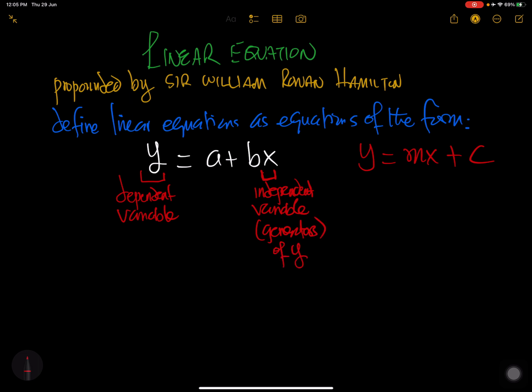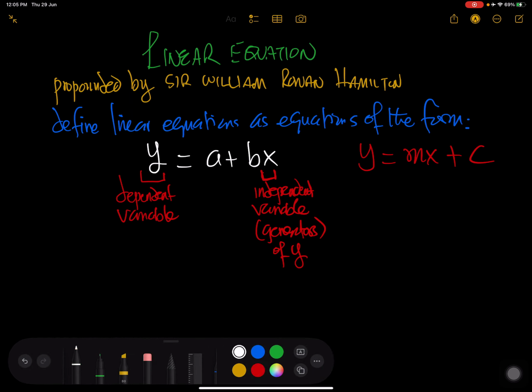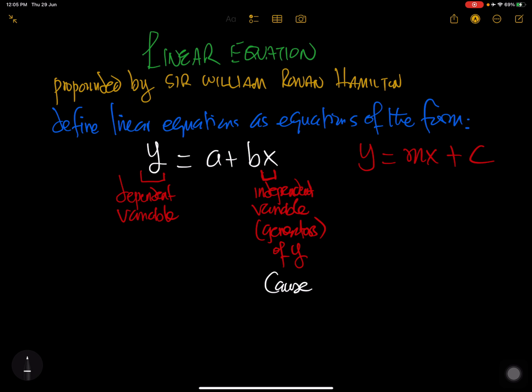Basically, it is the cause, and then there's an effect here. Whenever x causes something, there's an effect on y. That's why y depends on x. So y is a dependent variable, or the explained variable, and the x there is our independent variable.